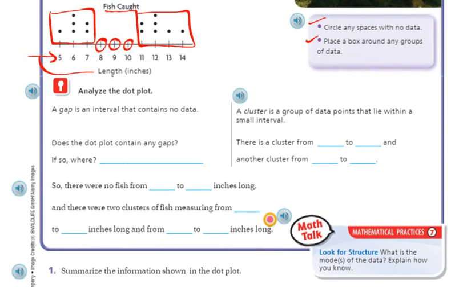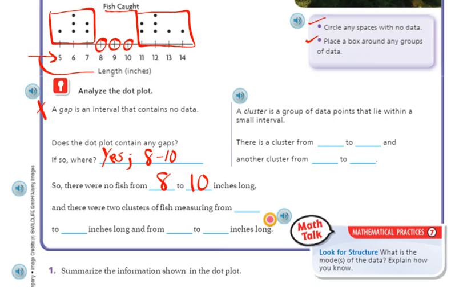Let's start answering some questions. First up, a gap is an interval that contains no data. Does the dot plot contain any gaps? If so, where? Well, did we circle any points without data? Yes, we did. And where is that gap formed? Well, that gap is formed from 8 to 10. So there were no fish from 8 to 10 inches long, and there were two clusters.